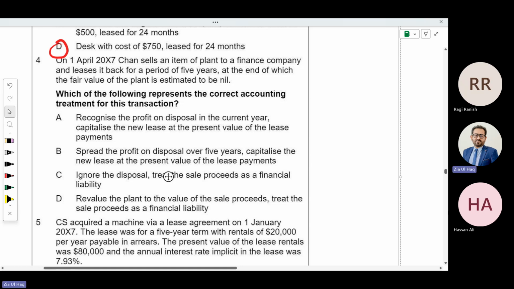There is no sale and lease back. Treat the sale proceed as financial liability. The amount you have received from the bank, record it as liability, as a loan. You are still using the asset. Whatever amount you have received from the bank is a loan because you haven't transferred the control of the asset to the bank. So there is no sale for IFRS 15. That's why ignore the disposal means sale.